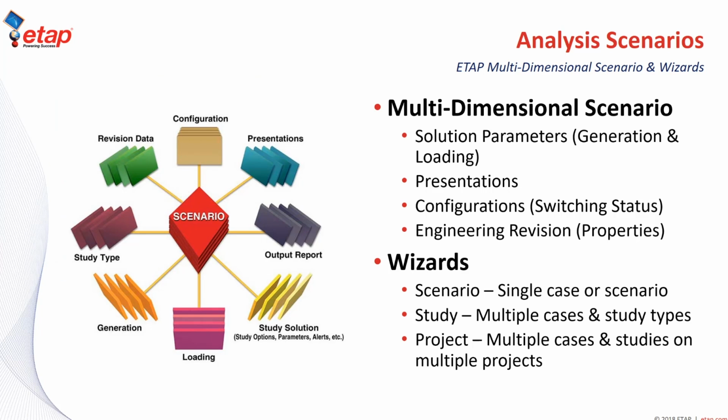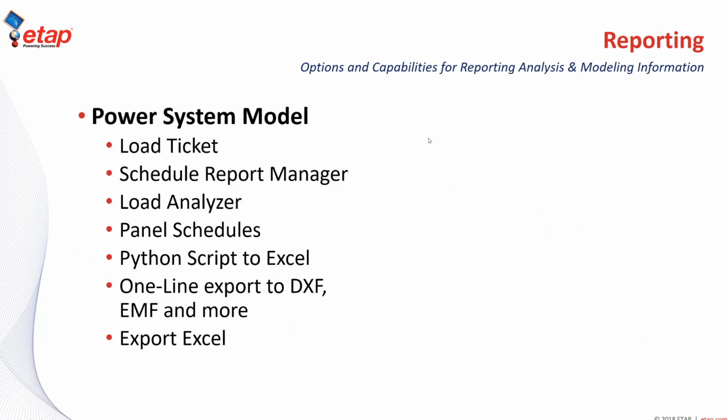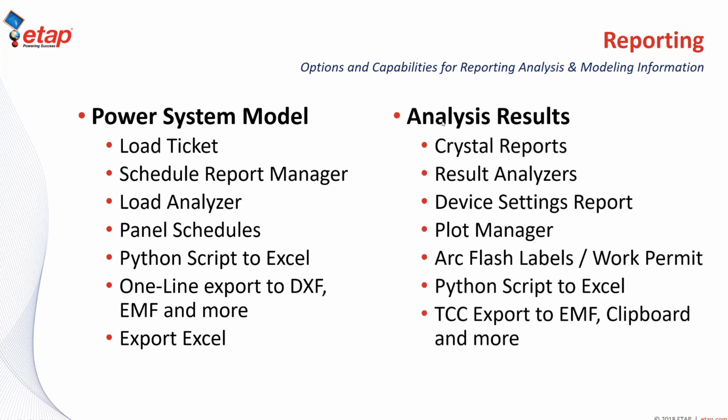Now that we have a general understanding of scenarios and wizards, let's talk about the reports. When we talk about reports, there are two different categories of reports. The first one being a report that generates information related to the power system model, and the second type of report are analysis results. Listed below each of these are the capabilities that exist in ETAP for generating power system model reports and analysis reports.